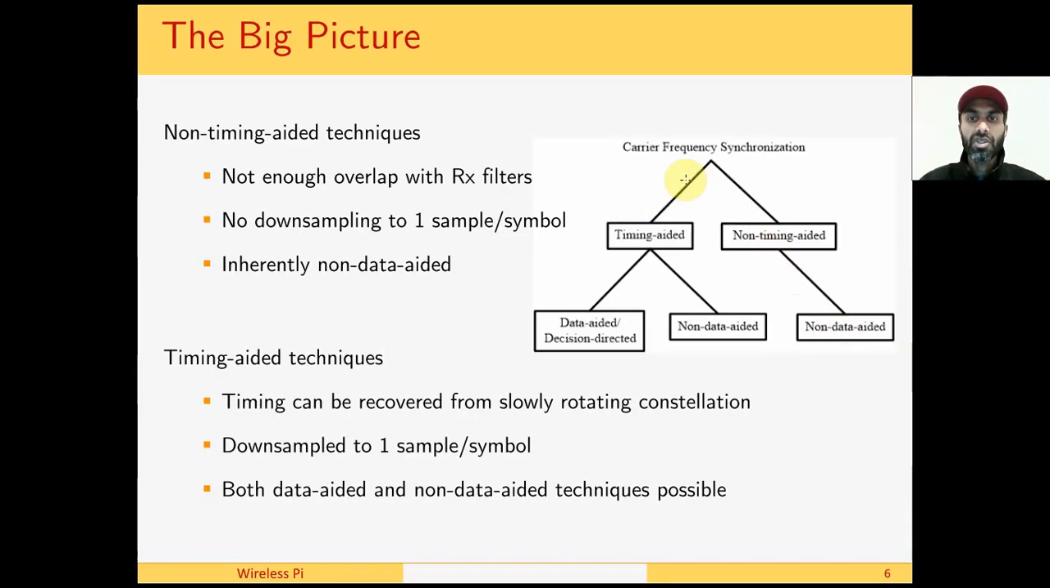When the CFO is small, then we have a timing aided case where both data aided and non-data aided cases are applicable, and our algorithms will operate at L equals 1 sample per symbol.